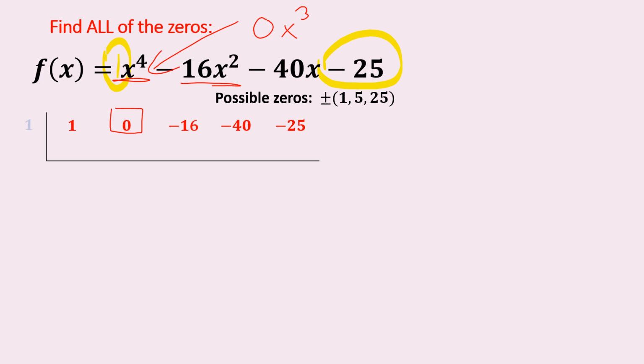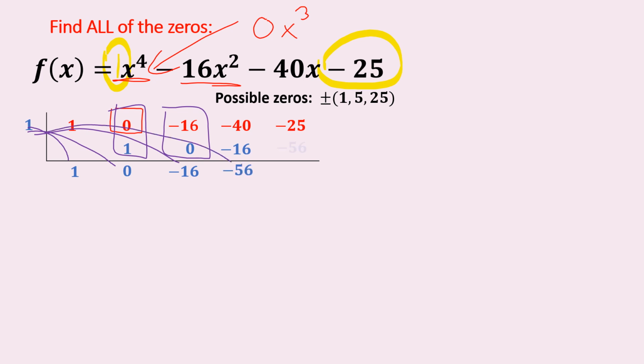Okay, let's start with 1. Carry down that first one. Then we just do that same process. Multiply. Add these together. Multiply again. This time we get 0. Add these together. Negative 16. Multiply. Add. Multiply. Add. So 1 is not a 0.